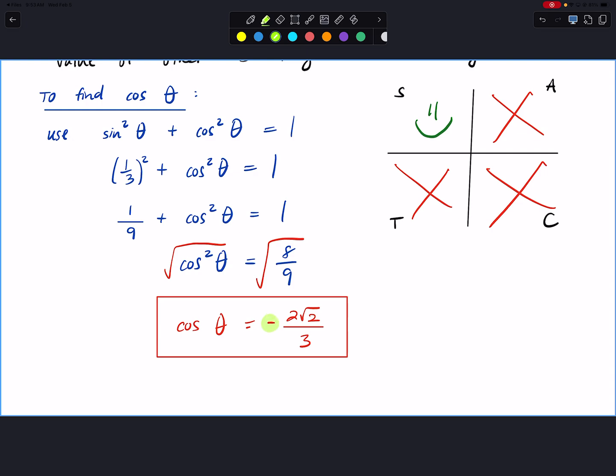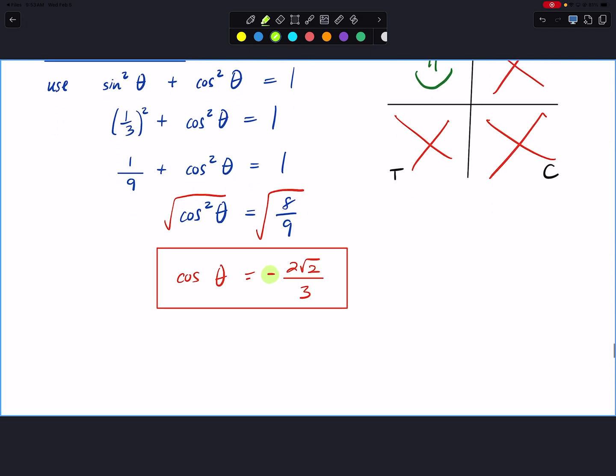Okay. So order doesn't matter on how to find these. I'm going to do tangent next just because then the other 3 are really easy to find.